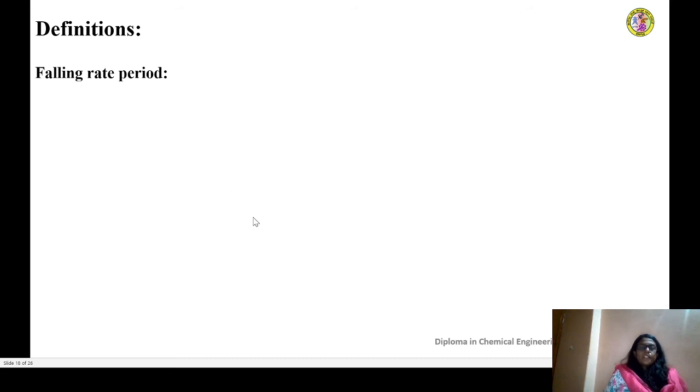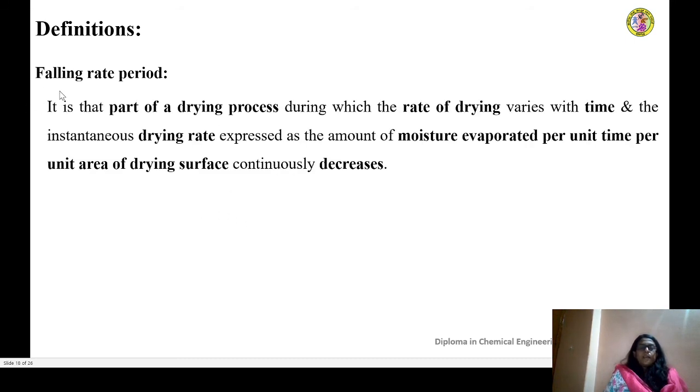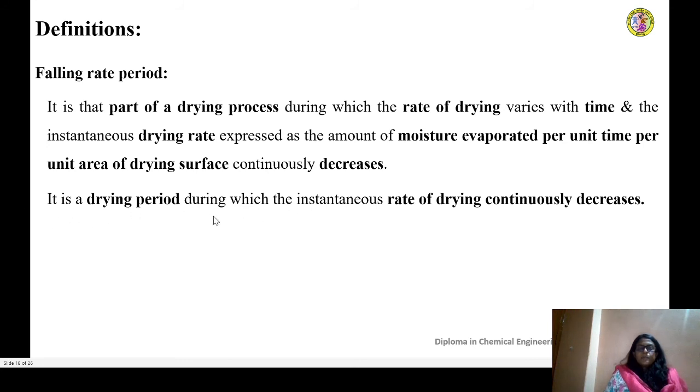So next comes the falling rate period. As the name itself says, it is that period of the drying operation during which the rate of drying falls, means decreases with the moisture content. So it is that part of the drying process during which the rate of drying varies with time, and the instantaneous rate, expressed as the amount of moisture evaporated per unit time per unit area of drying surface, continuously decreases. So this is how we can define a falling rate period in a simple way.